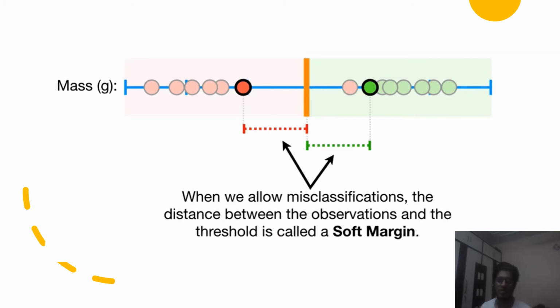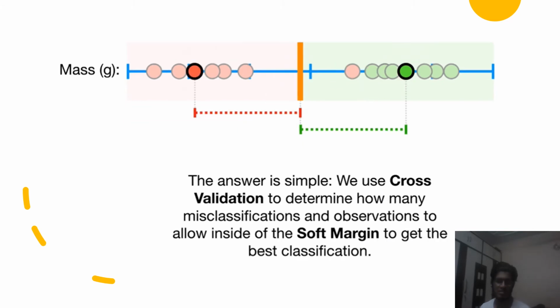So now, if we allow misclassifications, the distance between the observations and the threshold is called a soft margin. This is allowing for an outlier such as this in this case. We use cross-validation to determine how many misclassifications and observations to allow inside of the soft margin to get the best classification results for our SVM.